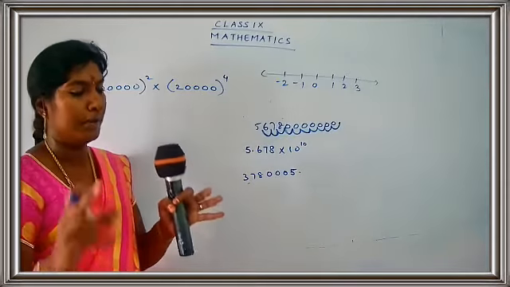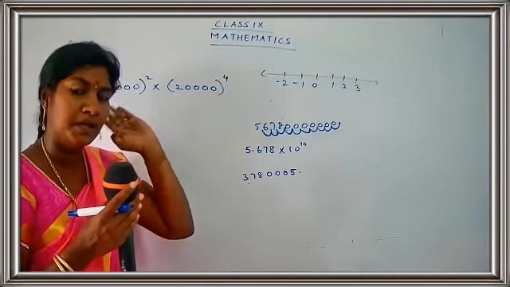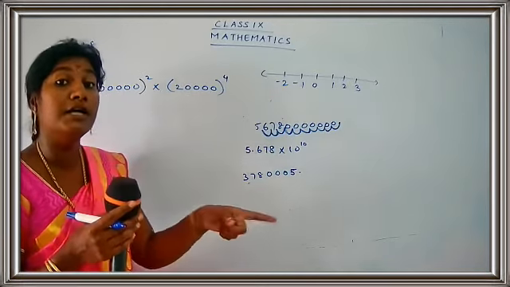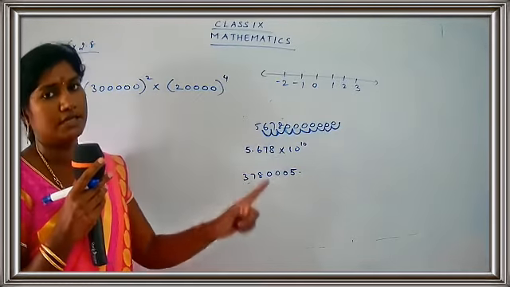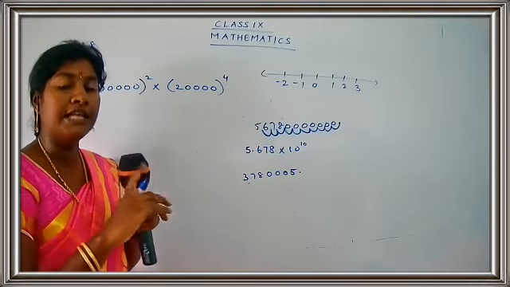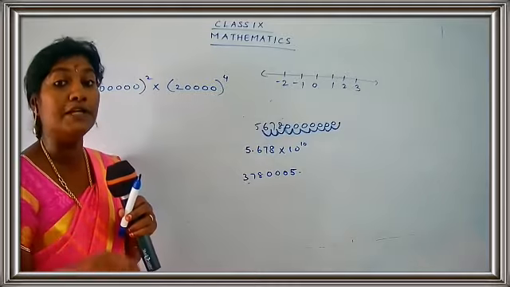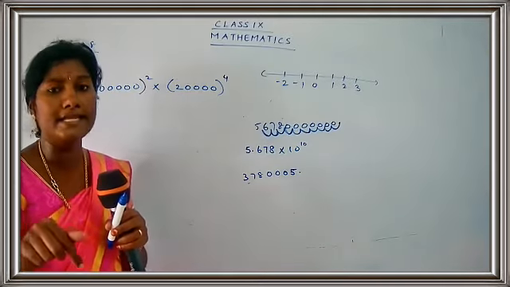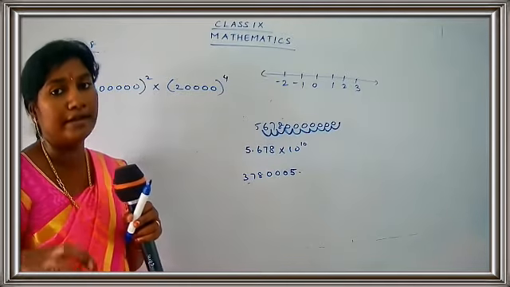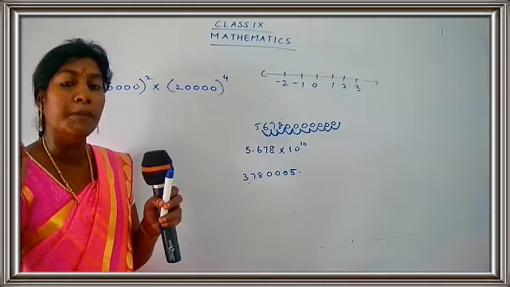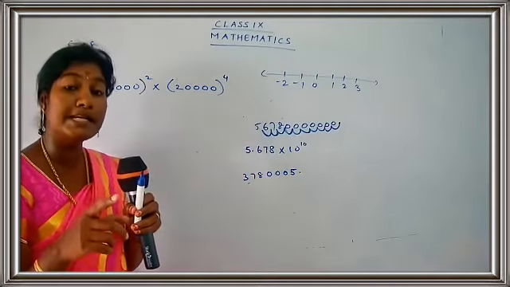Okay, simple. I'll not confuse you people. Just listen to me carefully. If you are shifting the decimal to the left side, the power is positive. Left means positive. If you are shifting the decimal to the right side, the power will be taken as negative. So these are the two important things that you have to remember when you write the power. So when you move to the left, power will be taken as positive. And when you move to the right, the power will be taken as negative.